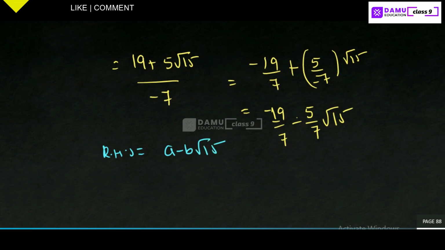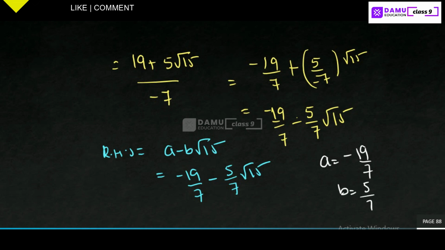So compare this: minus 19 by 7 minus 5 by 7 root 15. So a is equal to what? Here a is equal to minus 19 by 7, then b is equal to 5 by 7. So like this we need to solve.